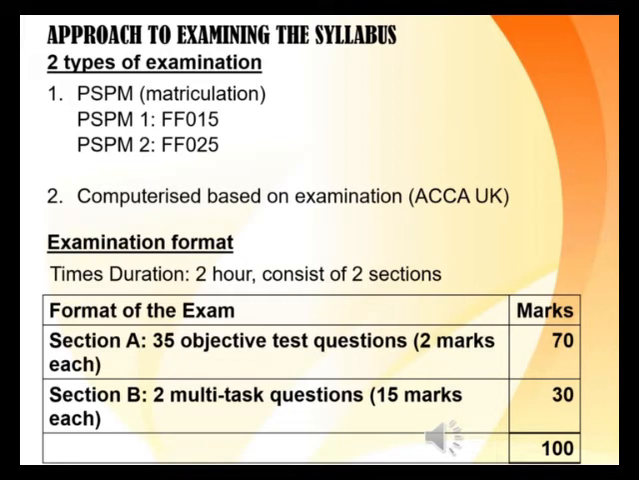For the matriculation, this is in writing format. Whether it is PSPM or CBE, the format is the same. The duration is 2 hours and consists of 2 sections. Section A has 35 objective test questions given 2 marks each, so altogether 70 marks. The 30 marks belong to section B. You will have multitask questions, 15 marks each.